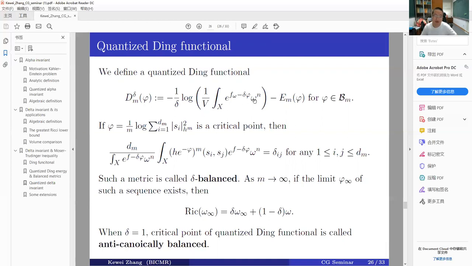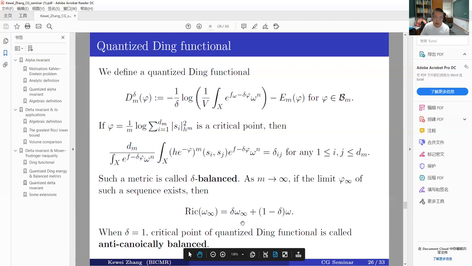Because there's no restriction on delta if you just consider this conceptually. Now, the thing is when m goes to infinity, you can show that if you have such a sequence of balanced matrices and you take the limit, suppose that the limit exists, then you can calculate the limit will satisfy this twisted equation. So you can say that this balanced equation is some kind of quantization of this twisted Kahler-Einstein equation.